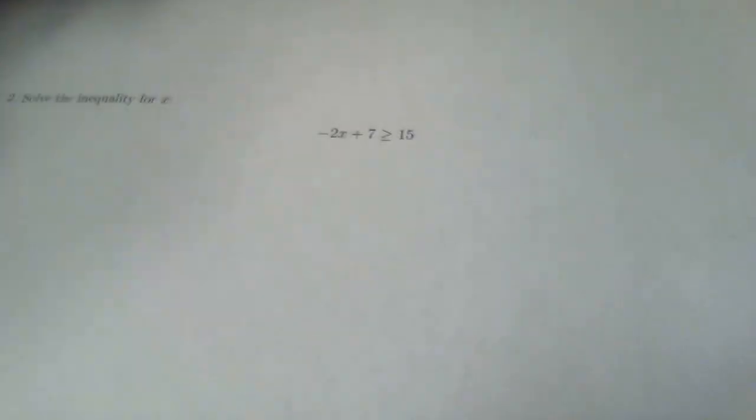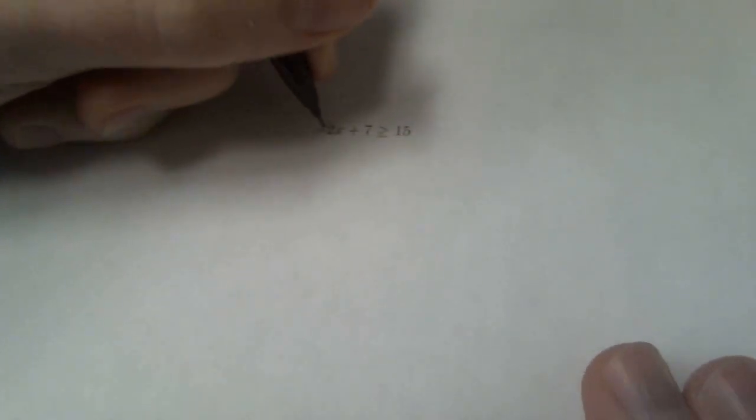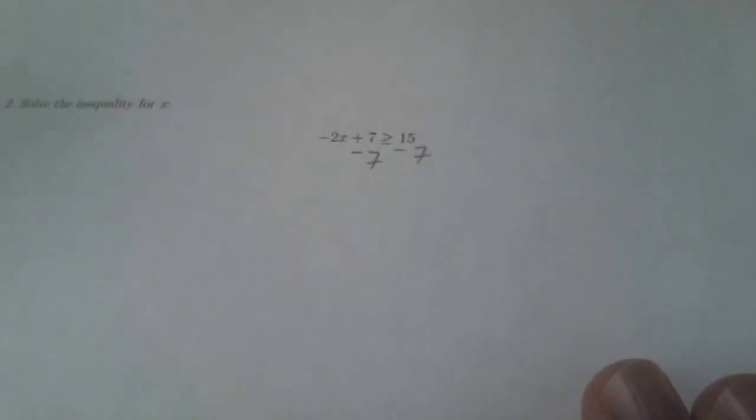All right, so we have negative 2x plus 7 is greater than or equal to 15. So that I just have the x's on the left and my constant terms on the right, I'm just going to subtract a 7 from each side. And again, just like with an equation, as long as I add or subtract the same thing on both sides of the inequality symbol, I haven't really changed my inequality at all.